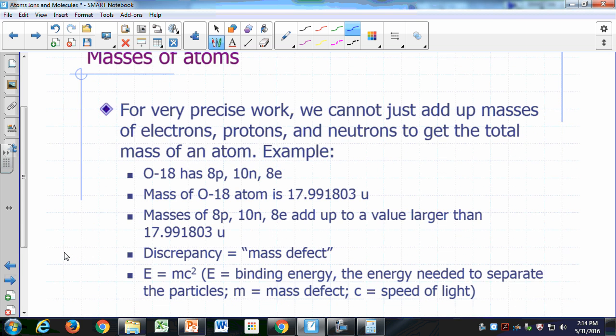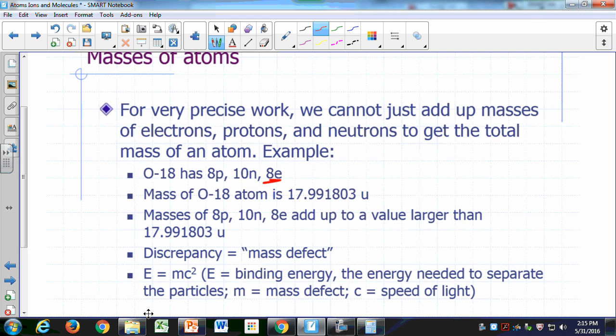Now, for very precise work, we cannot just add up the masses of electrons, protons, and neutrons to get the total mass of an atom. So, for example, oxygen 18: remember, oxygen has 8 protons, the atomic number is 8. The 18 means it's got 10 neutrons. Oxygen 18, the neutral atom, will have the same number of electrons and protons. It will have 8 electrons.